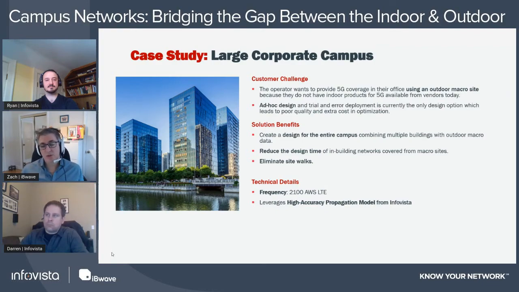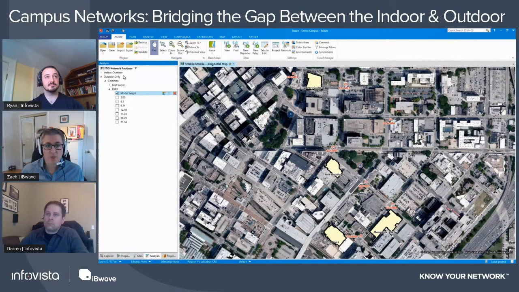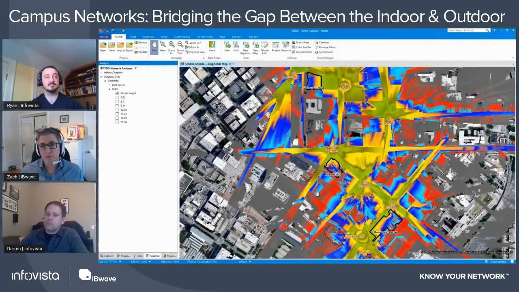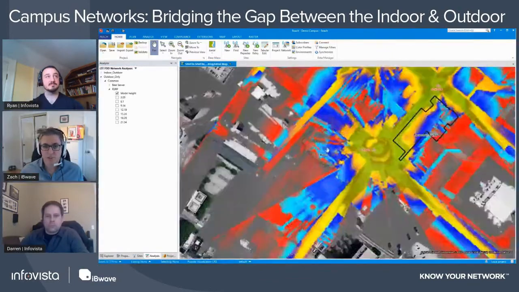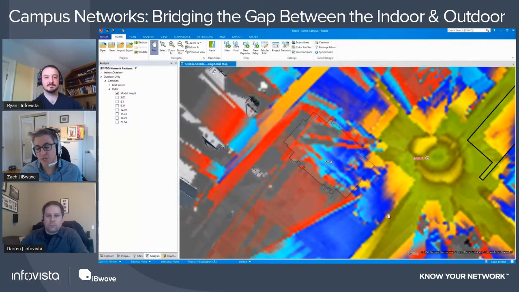So let's take a quick look at what this actually looks like. So this here is a campus. It's in an urban environment, and if you want to take a look at it holistically just from an outdoor perspective, you can. And this is what you can do in Reach. You can actually look at the RSRP coverage, and it looks at each of the buildings, and it has assumptions about every building. The buildings themselves, there's no real understanding of what happens on the inside, and that's typical of just outdoor use cases.